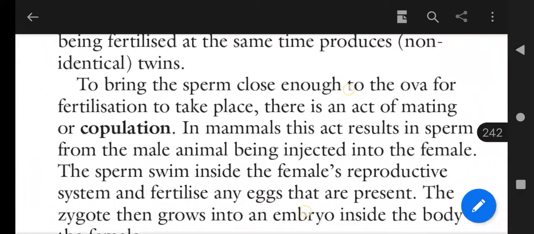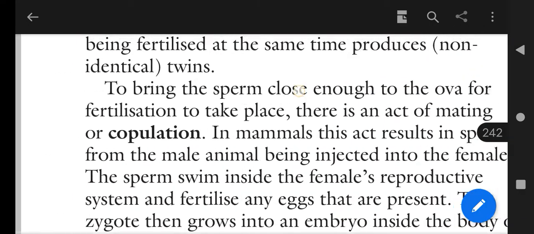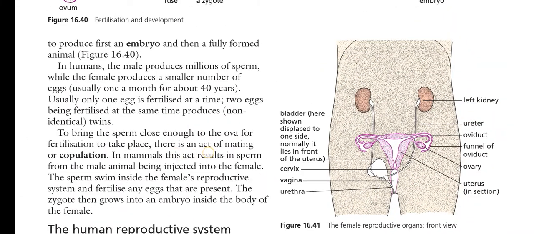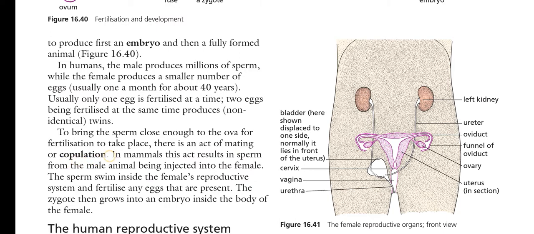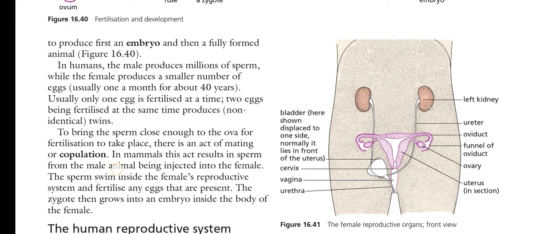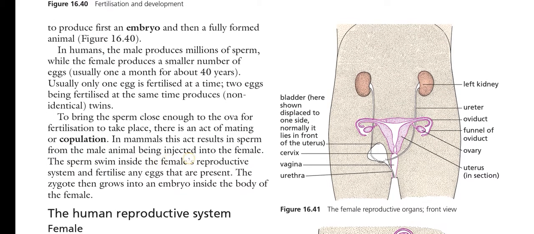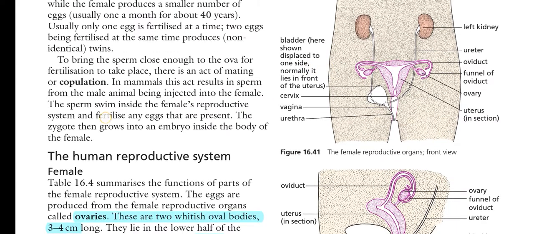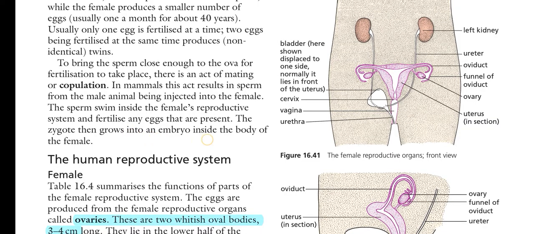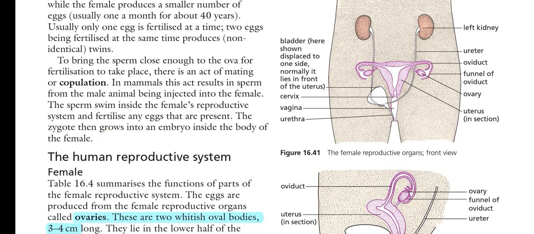So next, to bring the sperm close enough to the ova for fertilization to take place, there is an act of mating or copulation. In mammals, this act results in sperm from the male animal being injected into the female. The sperm swim inside the female reproductive system and fertilize any eggs that are present. The zygote then grows into an embryo inside the body of the female.